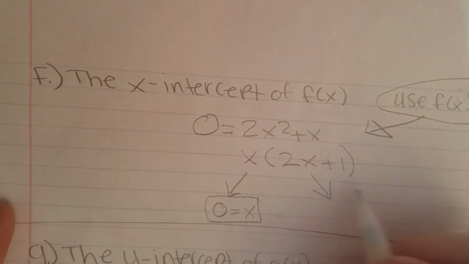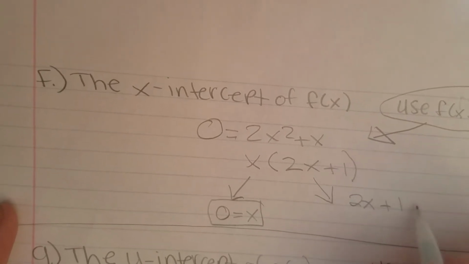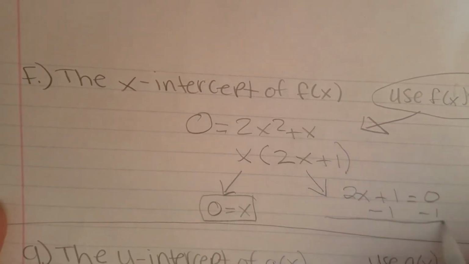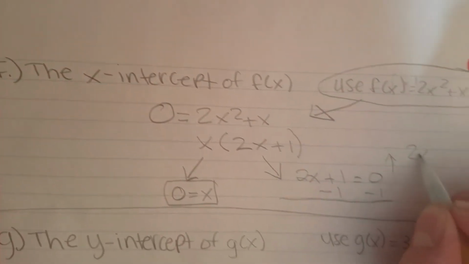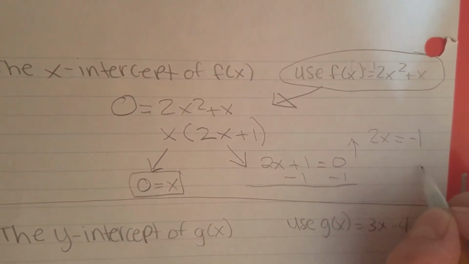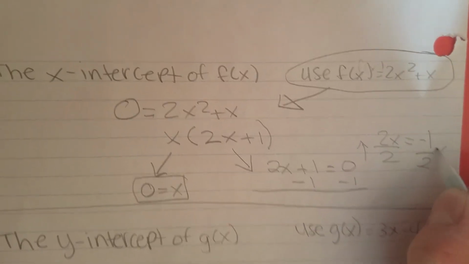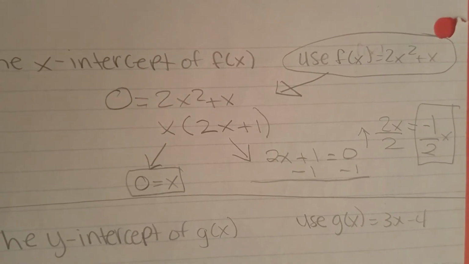Over here, this takes a little bit more work. It's going to be 2x plus 1 equals 0. We subtract the 1, and we end up with 2x equals negative 1. Divide that by 2, divide by 2. Another x is going to equal negative 1/2.